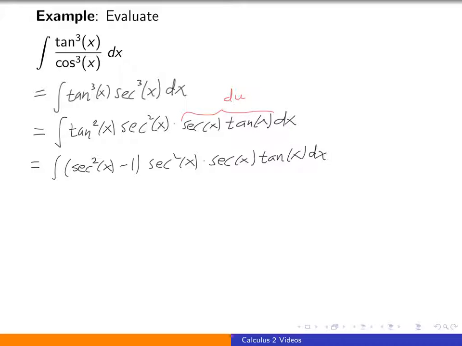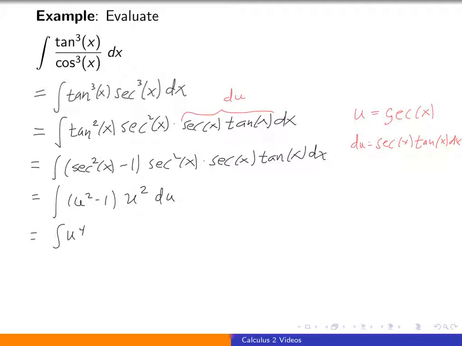And we now perform the substitution we've indicated. We let u be equal to secant of x, so that du is secant tangent. So our integrand very conveniently becomes u squared minus 1 times u squared du, which is u to the 4th minus u squared. And each of these terms very conveniently integrates. We have 1/5 u to the 5th minus 1/3 u cubed plus c.